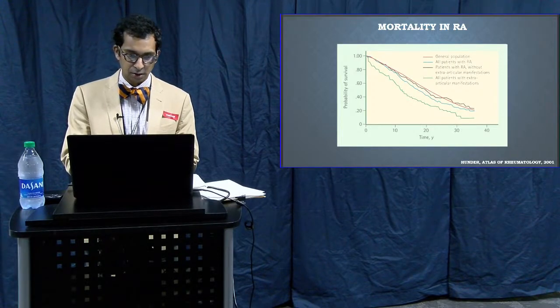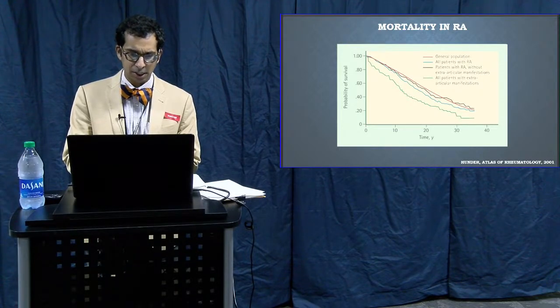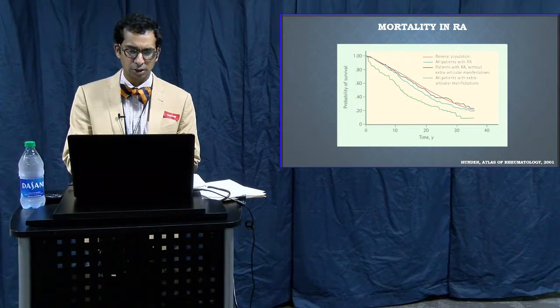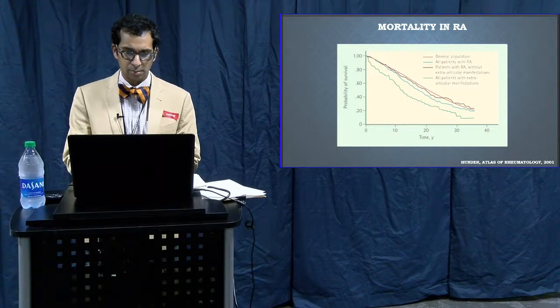So you can see here the probability of survival plotted against time that compared to the general population, patients with rheumatoid arthritis, in particular those with extra-articular manifestations, whether that's kidney disease, lung disease, neurologic disease, the probability of survival is less compared to the general population as a function of time.